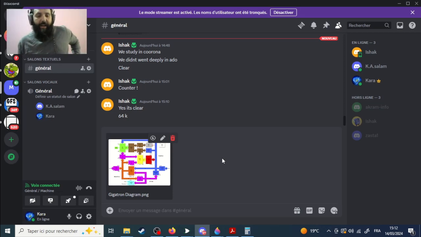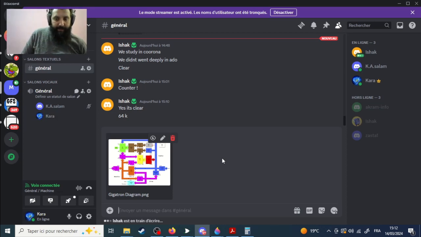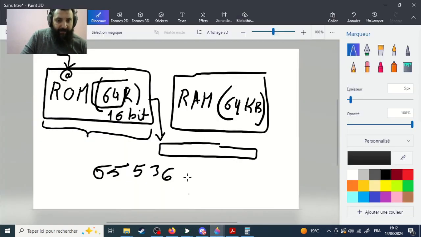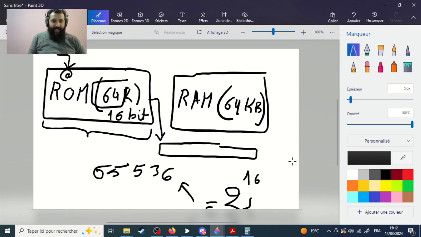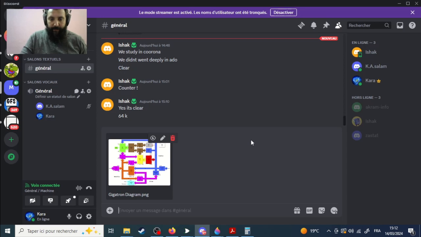Why? How did you know that? This is a simple rule. We are using the rule 2 to the power of 16 is equal to 64K. And each value of those 16 bits represents a unique address in our ROM. Do you understand what I'm explaining here?